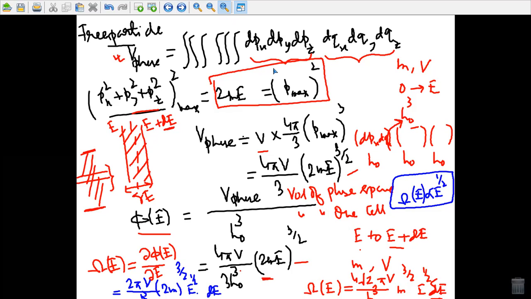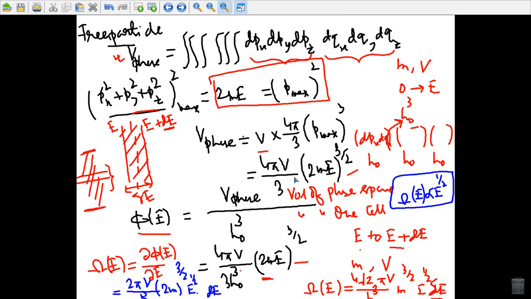Assuming only 3 translational degrees of freedom, the phase space volume V phase is equal to the integration of the whole integrand. Here the integration over all position coordinates q gives the total physical volume V, and the integration over all linear momenta p is limited to px square plus py square plus pz square, max, is equal to twice mE, that is p max whole square. So the phase space volume V phase is equal to V times 4/3 pi p max cube, like 4/3 pi r cube.